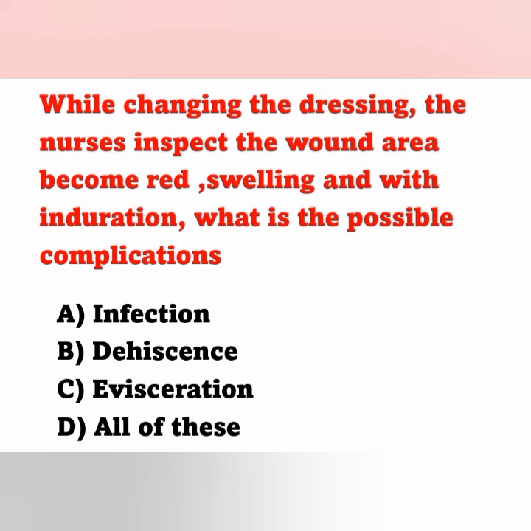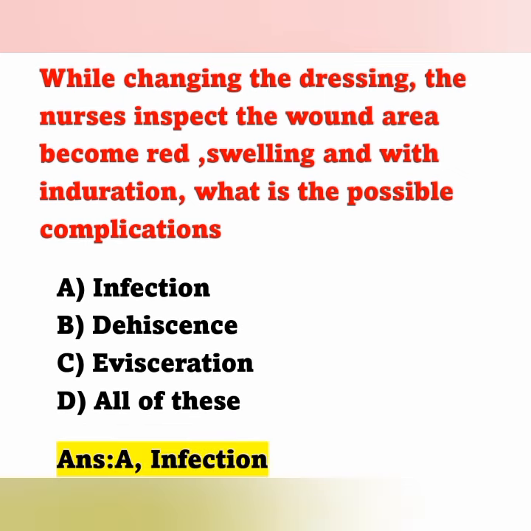While changing the dressing, the nurse inspects the wound area, which has become red, swollen and with induration. What is the possible complication? Options: option A infection, option B dehiscence, option C evisceration, option D all of these. The correct answer is infection. A wound area that becomes red, swollen and with induration is a sign of infection. Option A is the correct answer.